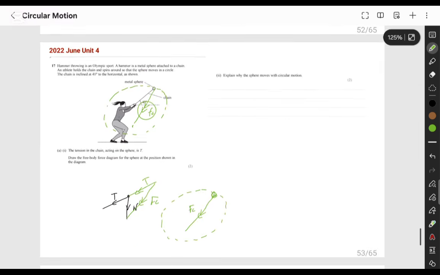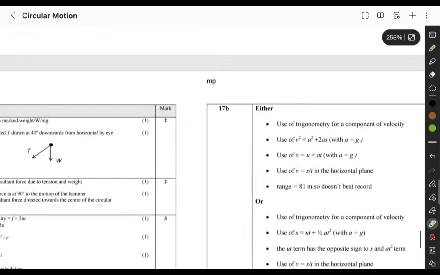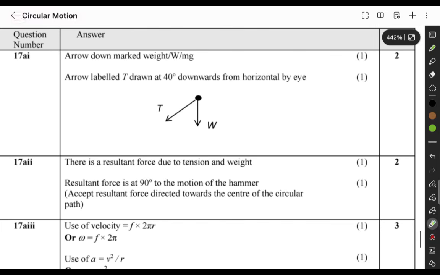So your answer is going to be the same thing I wrote before. The resultant force of the tension and the weight is the centripetal force. The centripetal force is perpendicular to the motion of the metal sphere. So this is basically going to be your answer.